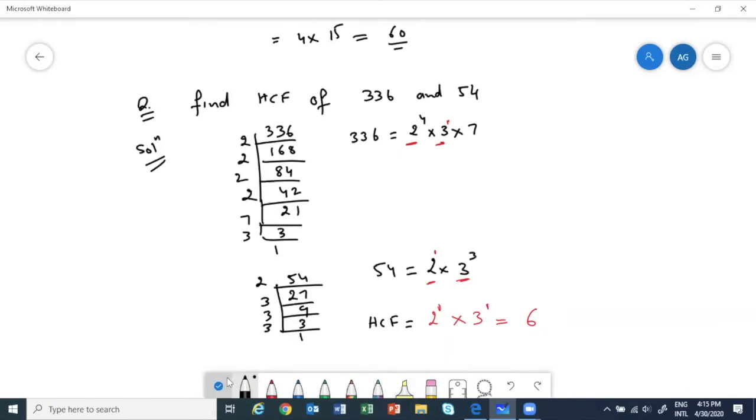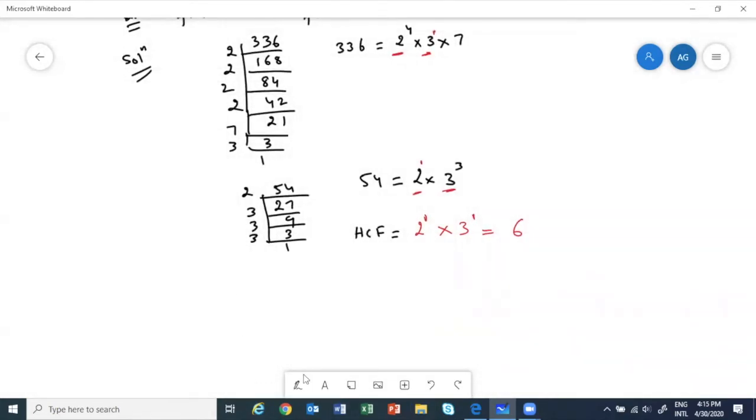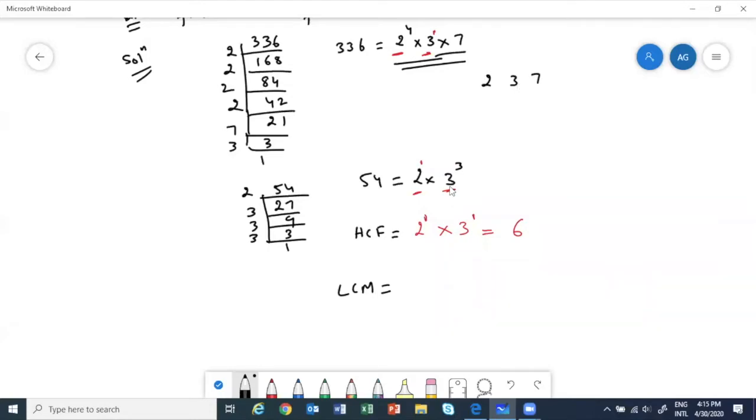Now let's try to find LCM also. LCM says that you have to take the product of the greatest power of each prime factor. From the first one we have the prime factors 2, 3, and 7, and this one has 2 and 3. So basically we have 2, 3, and 7, and we are going to multiply them. Now we have to take the greatest power. So 2 has power 4, 3 has power 3, and 7 has power 1.